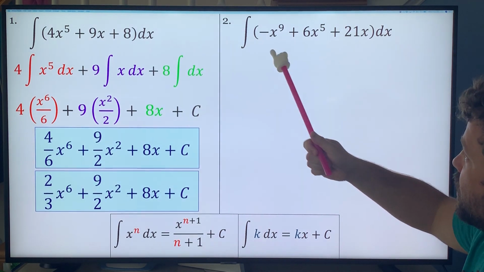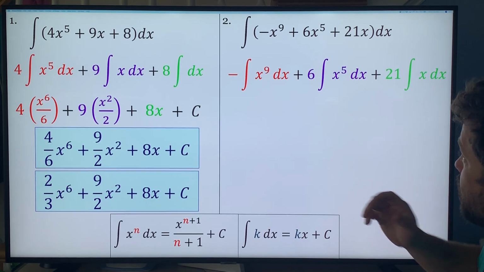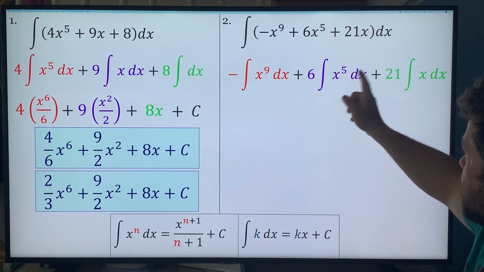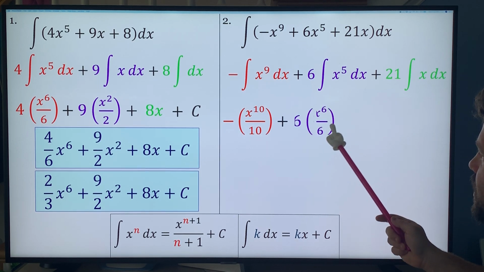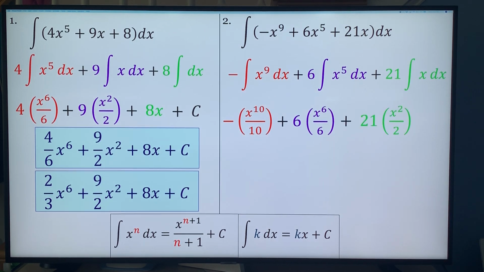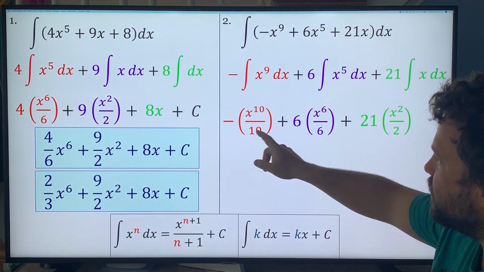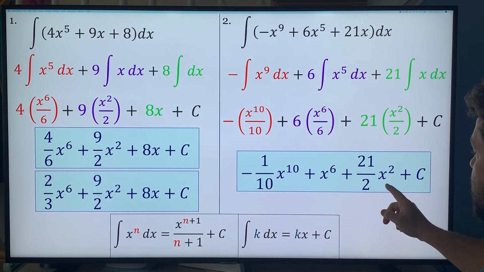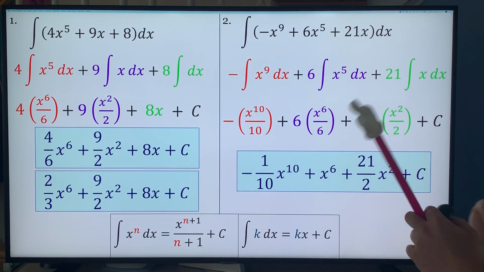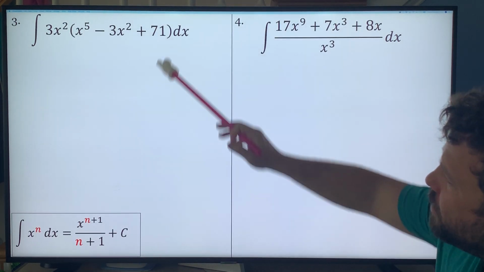Got your answer? Good. Once again, pull out the negative, the 6, and the 21, if you choose to do so. So negative x to the 10th over 10 plus 6 times x to the 6th over 6 plus 21x squared over 2. All right. This just becomes negative 1/10. 6 divided by 6 is 1. And 21 divided by 2 is 21 over 2. And there's your answer. Plus c.